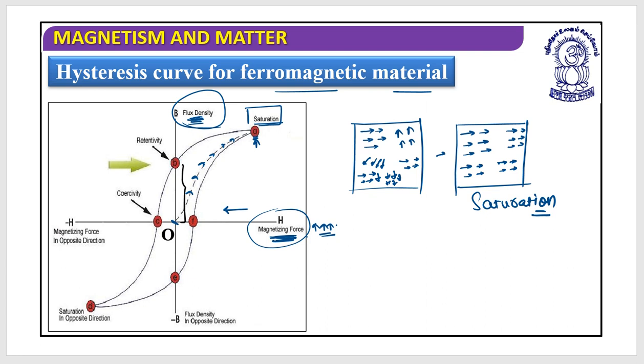Because even though you have removed all the force and certain domains have de-aligned themselves, there are still certain domains, let's suppose, look at this, that keep themselves in the direction of the magnetic field. This is what we call retentivity. Even though the magnetizing force is zero, it will still behave as a magnet. This is the retentivity. I hope this is clear.